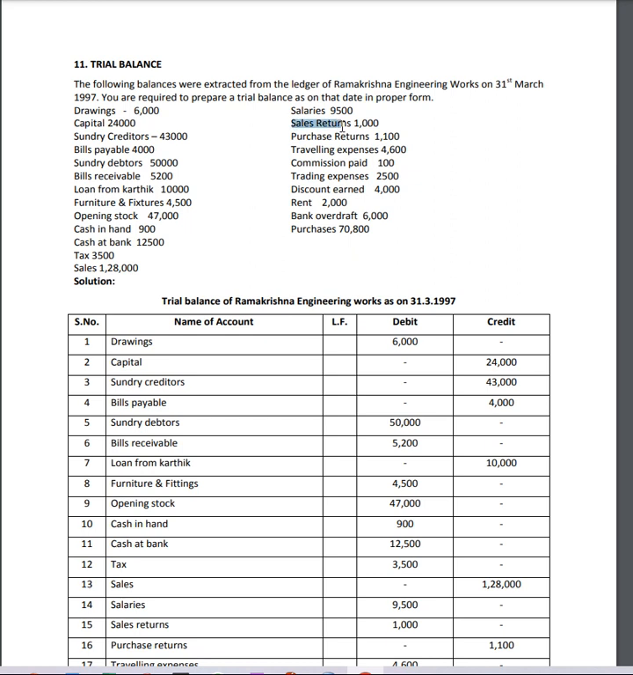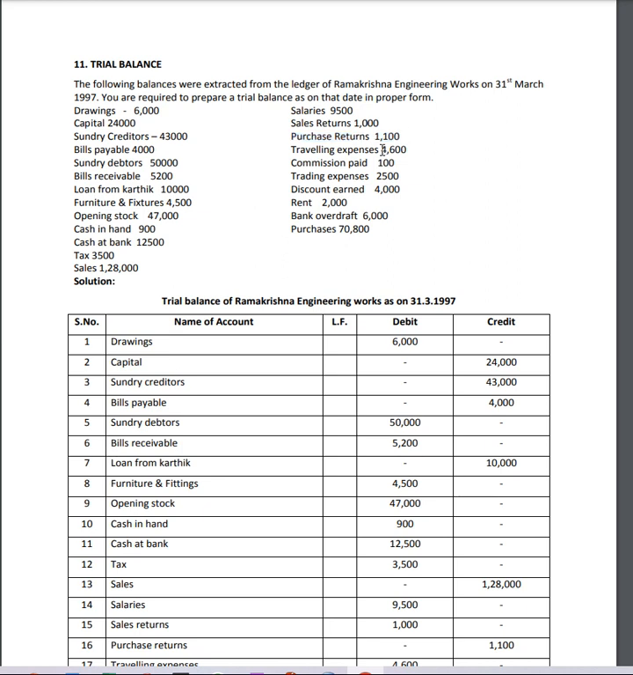Sales returns, the sales which we had made that have come back to us worth rupees 1000, so here it is a loss. When we make a sale and something comes back to us, it is a loss, not an expense, it is a loss for us. Next, purchase returns, when what we had purchased we have returned to that particular person, that is a kind of income to us.